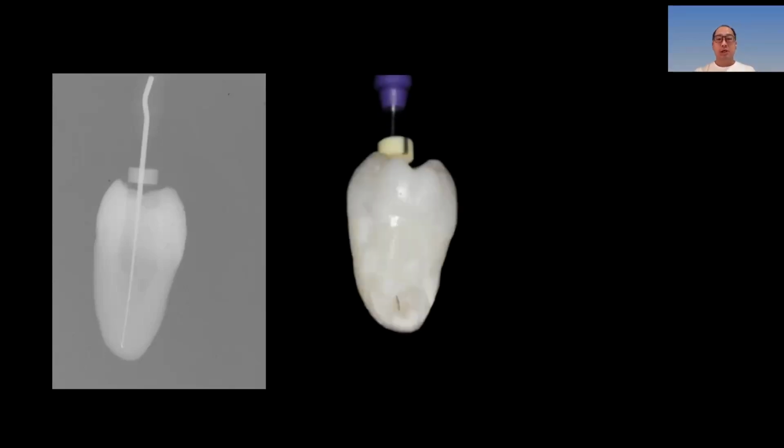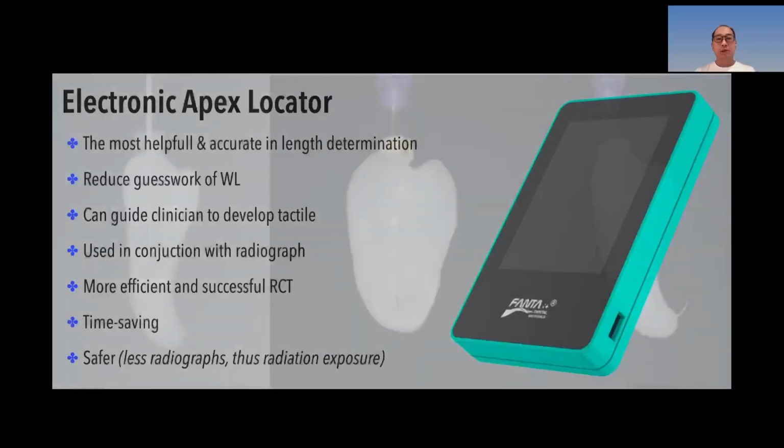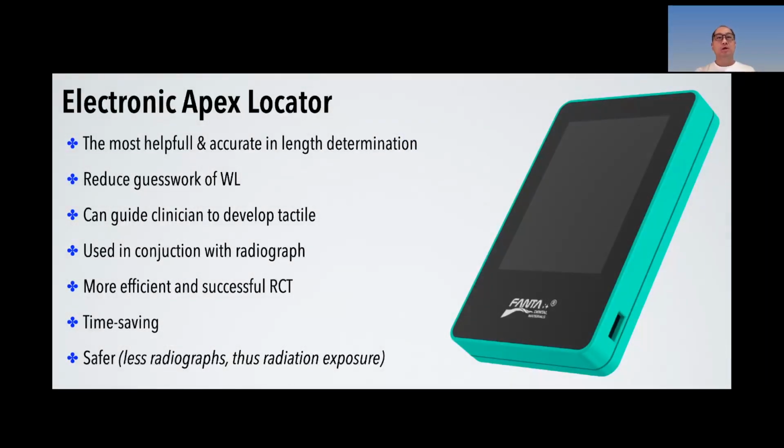If we see from this side, actually it is not under, but it's overshoot for a few millimeters. So instead of thinking it is sharp, it's over. So X-ray, in my opinion, you can use for confirmation, but you cannot use the X-ray for measuring and determining the stop of our working length for instrumentation.